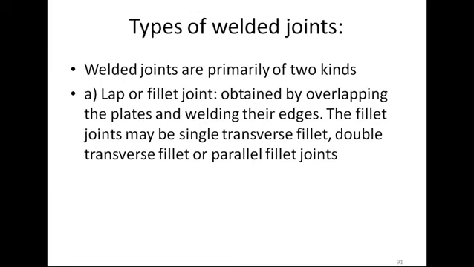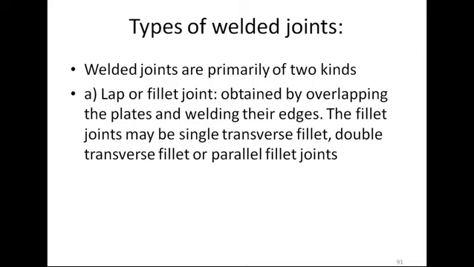Now, the types of welded joints. From our syllabus point of view, the important thing is the welded joints. How many types of welded joints are there? Now we are going to see that welded joints are primarily of two kinds. One is a lap or fillet joint.